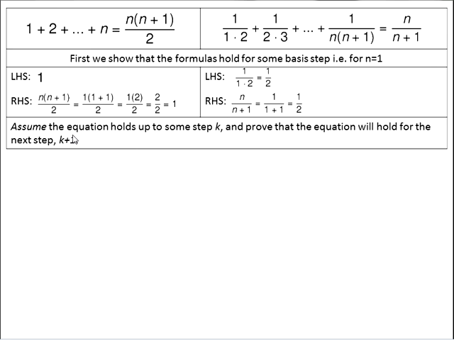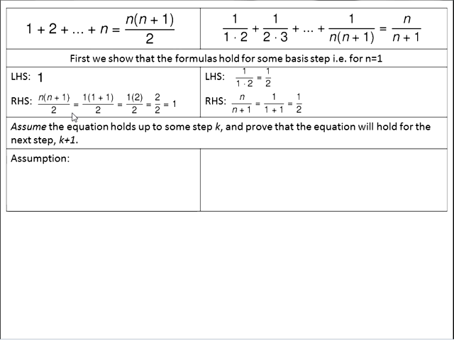If I can show that if it's true up to some step k, then it always must be true for the next step, k plus 1. See, that's where the challenge is going to come in. Once I do that, it's dominoes. It takes care of itself. But I actually need to show that I can always get from one step to the next.